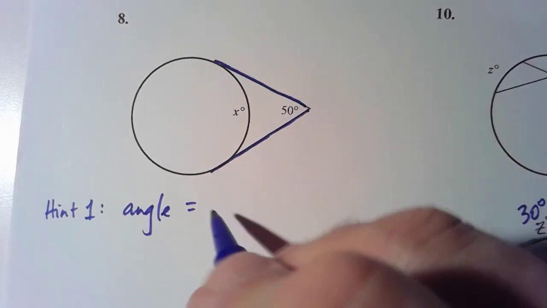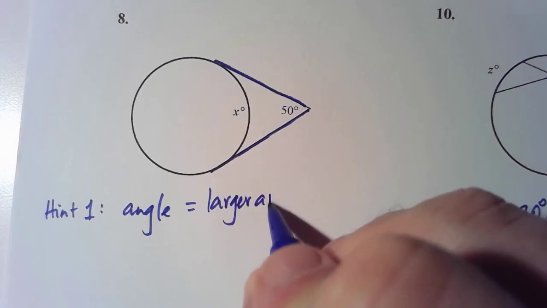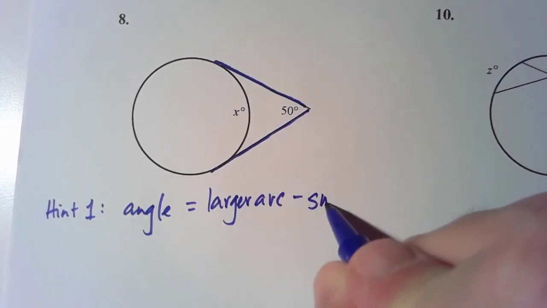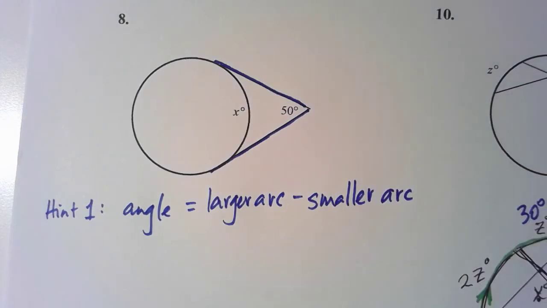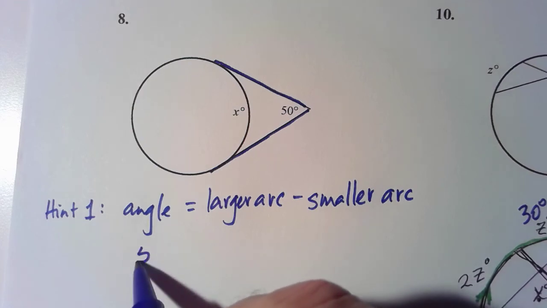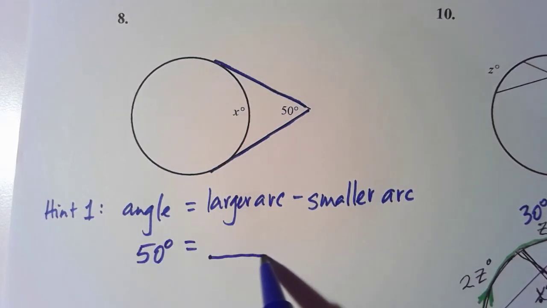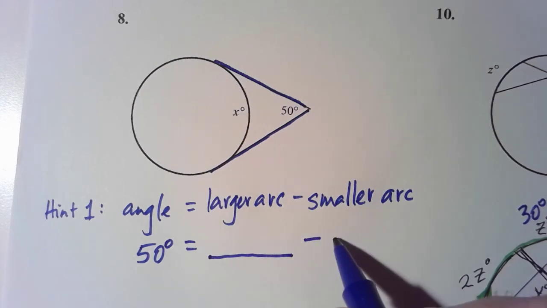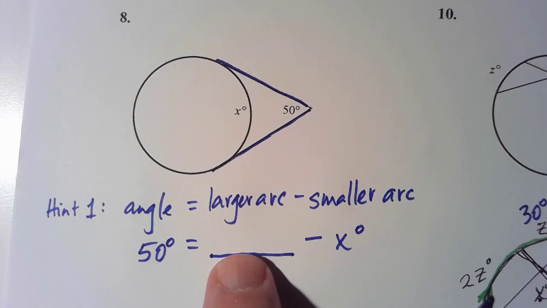will equal the, I'm going to put, of course, it's the larger arc minus the smaller arc. Okay, and then we know two of those three things. So why not just go ahead and plug those in? You know the angle equals the larger arc minus x. So here we have our mystery.